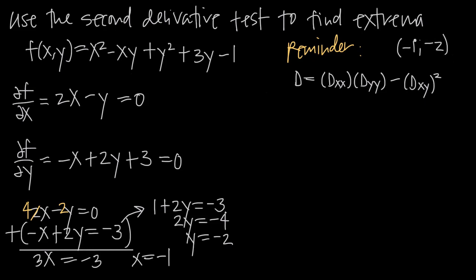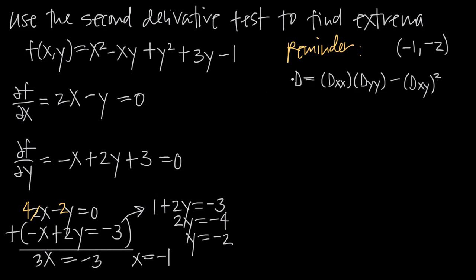Now, if you find multiple critical points, you're going to need to use the second derivative test to test each one of them. Because we only have this single critical point, we'll just need to use the second derivative test one time to see if this is a global maximum or minimum. So in order to test that out, we're going to use this formula here for d. And this is our second derivative test formula.